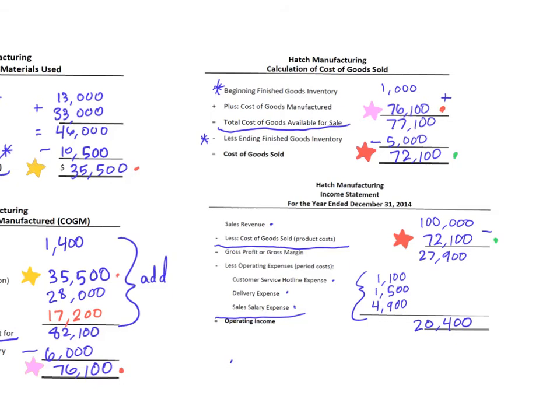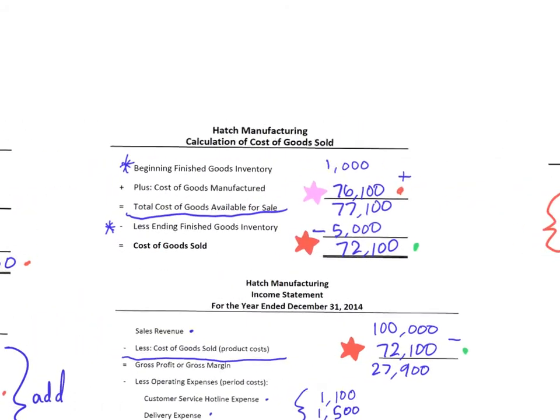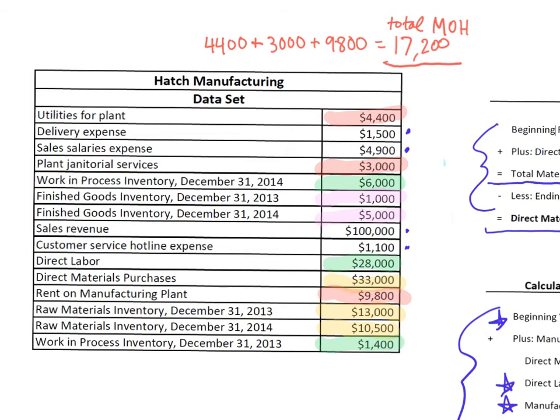The last thing to discuss is what would total inventory be at the balance sheet. So we have a space over here to fill out our balance sheet. Now the balance sheet would show the ending balances in our 3 different manufacturing inventory accounts. So all 3 of these figures would come right from our data set. So we'll go back there and we're going to look for end of the period work in process, raw materials, and finished goods.